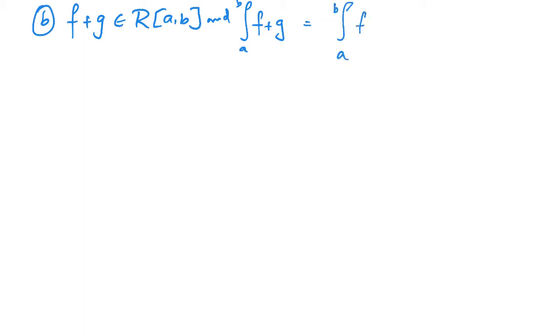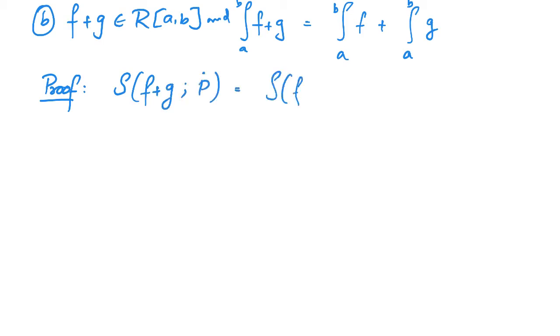Similarly, assuming f and g are Riemann integrable, f plus g also is Riemann integrable. Moreover, the integral from a to b of f plus g is equal to the integral from a to b of f plus the integral from a to b of g. The proof idea is quite similar to the previous case. The most important bit is that S(f plus g; P dot) is equal to S(f; P dot) plus S(g; P dot). And the proof of this is very similar to what we saw earlier, so I leave this as homework. Now let's assume this and then complete the proof of the result.